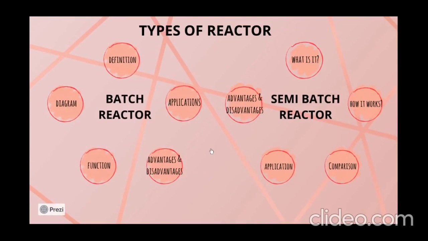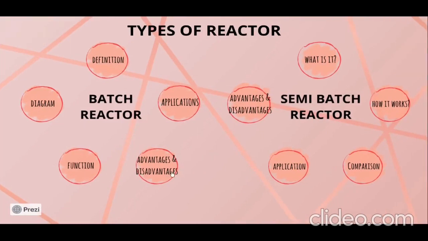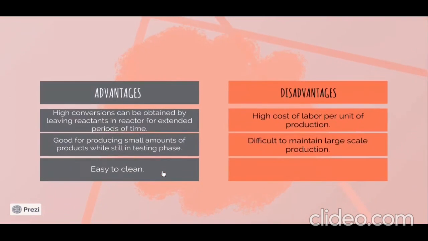Okay, now we are going to move on to the advantages and disadvantages of the batch reactor. The advantage is it has high conversion if we leave the reactant in the reactor for an extended period of time. But the downfall is it has a high cost of labor per unit of production.